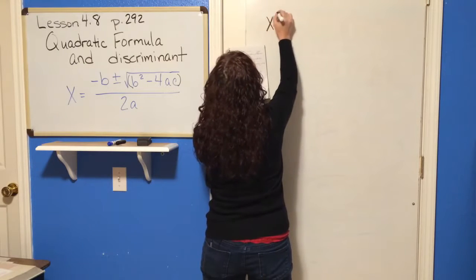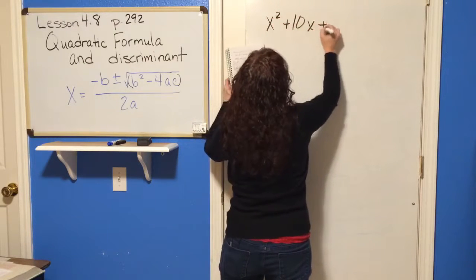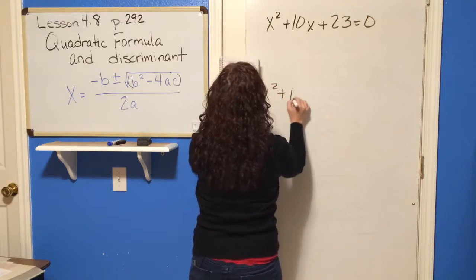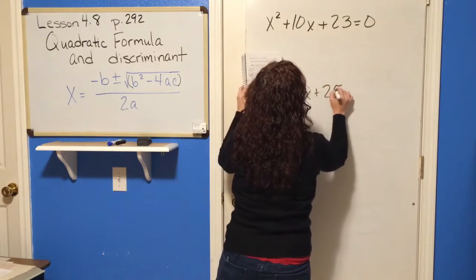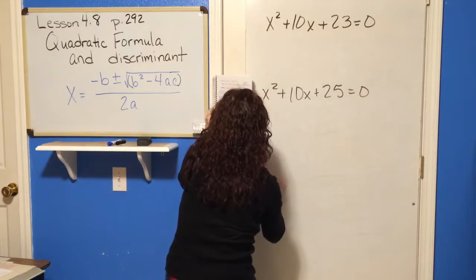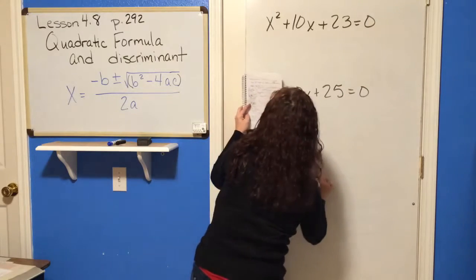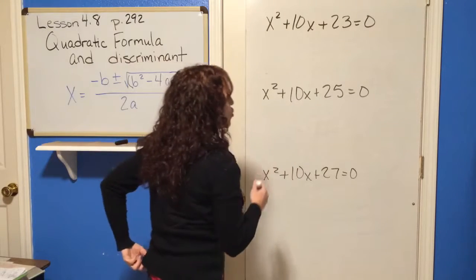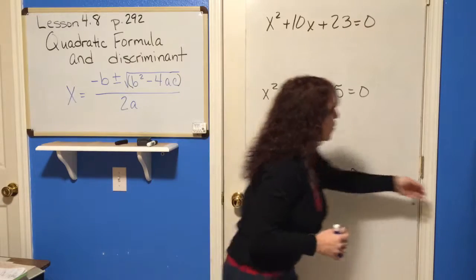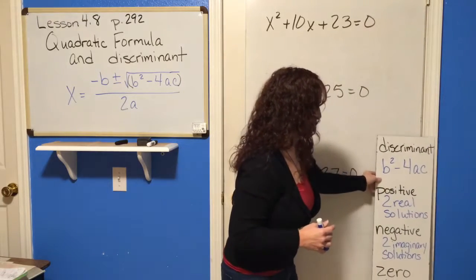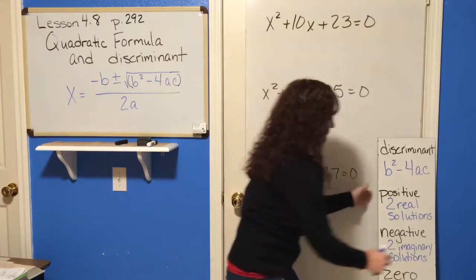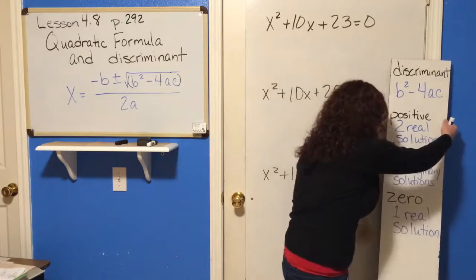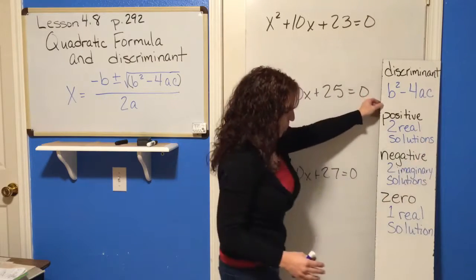So let's do several. We'll do 3 of them. X squared plus 10x plus 23 equals 0. X squared plus 10x plus 25 equals 0. And x squared plus 10x plus 27 equals 0. All right. So the discriminant is this b squared minus 4ac. Here, we'll do this. All right. So let's figure the discriminant. B squared minus 4ac. That's all. That's the only part you have to do in this.